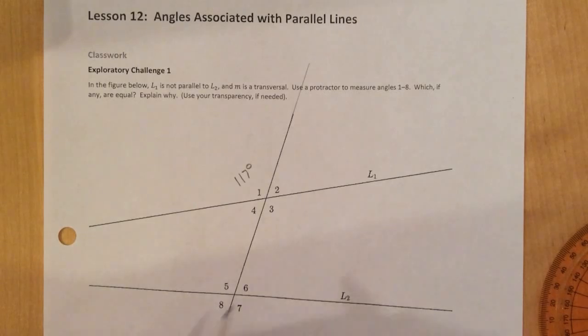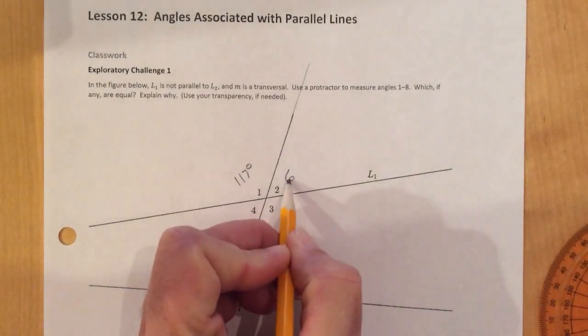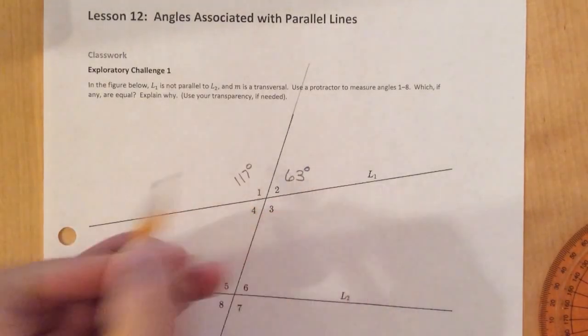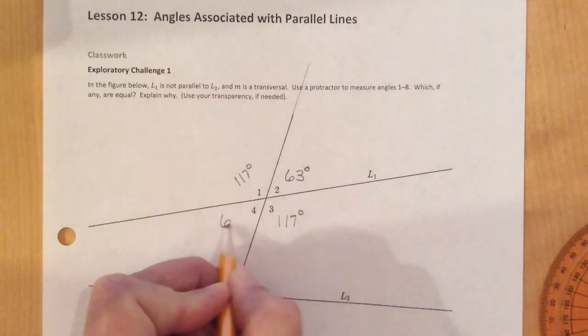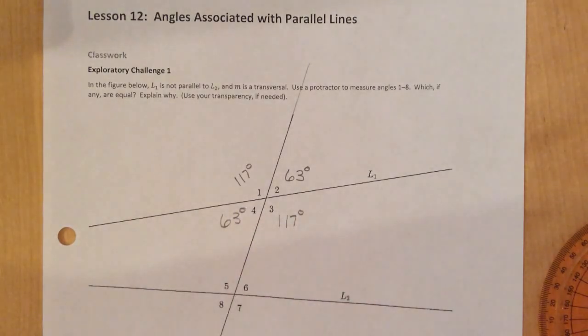Okay, I'm just going to go ahead and fill in the other measurements you should have gotten. This one, 63 degrees. This one, 117 again. And this one, 63. And then down below, we've got angle 5 at 104 degrees, angle 6, 76, angle 7, 104, and angle 8 is 76 degrees.